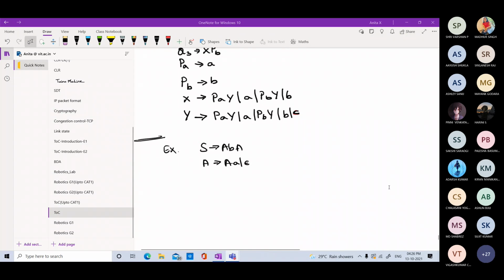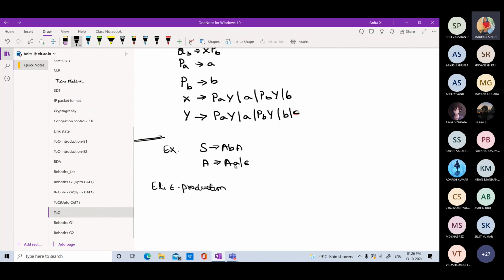Yes, hope you'll be doing this, right? So it is a very simple question, right? And so here, yes, we have to proceed with the simplification process. First, we have to eliminate the epsilon production. So, is there any epsilon production here? Ma'am, A is epsilon. A is nullable. Yes, good.